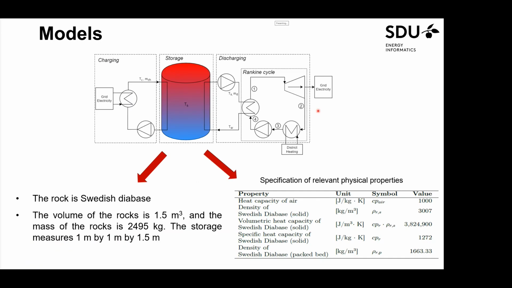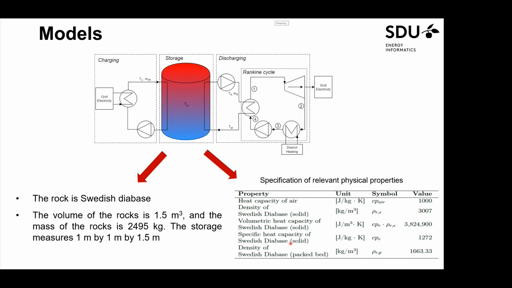For this storage, we used rock from a Swedish database, and the volume of this storage is 1.5 cubic meters with 2,500 kilograms of rocks. This is the size of the tank, and the properties of the materials that we use are specified in this table. For instance, you have the volumetric heat capacity, which is quite high, and the density from the Swedish database.